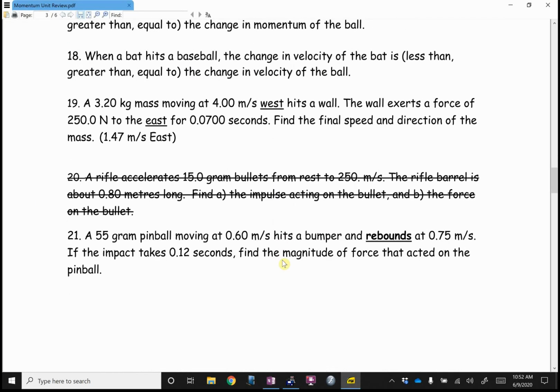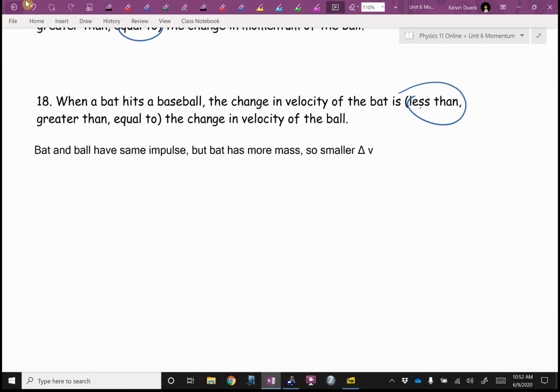Number 19. I like number 19. Number 19 is a nice question.